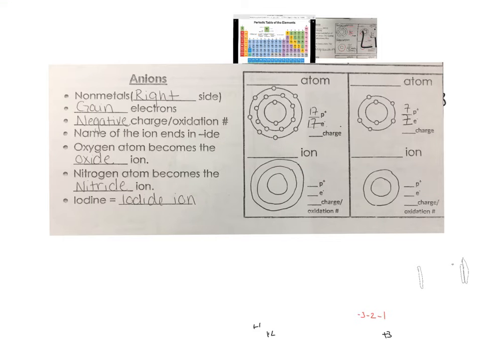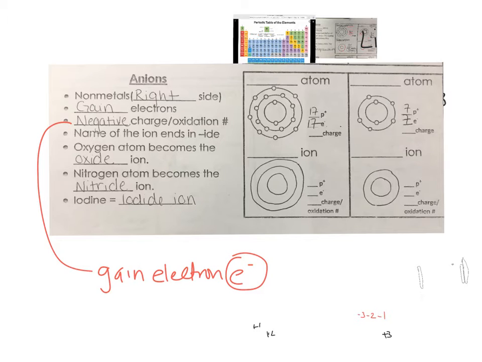Okay, so the bottom half of that page says anions. They're on the right side, nonmetals. So you know that staircase there? Those are the nonmetals on the other side. They gain electrons, right? That's why they're called the -1, -2, -3, whatever. So they have a negative charge or oxidation number because when they bond with things, they gain electrons. Remember that electrons are negatively charged, right?